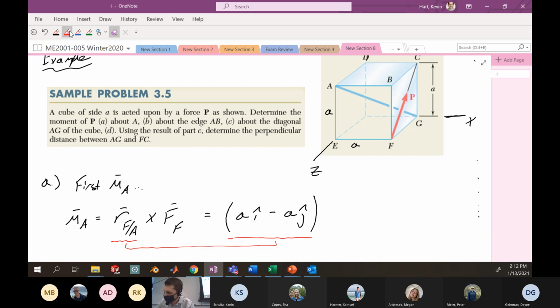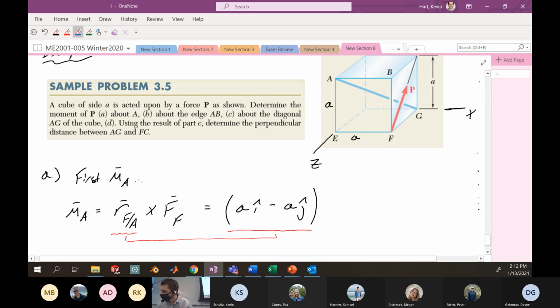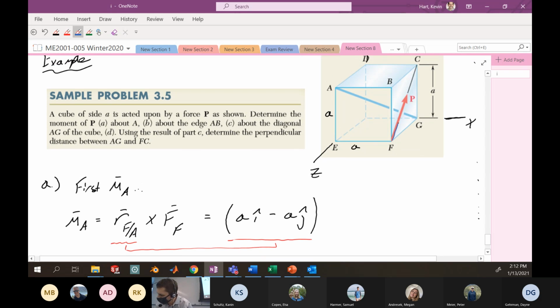Now I'm going to want to write this force, which is acting at F, in terms of its rectangular components. I noted that it's acting at the diagonal of this particular cube here. It's pretty easy to see that the angle it makes with what would be the XZ plane, the angle theta, is 45 degrees. I'll just use that to quickly define my vector here.